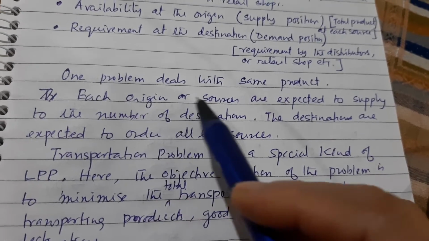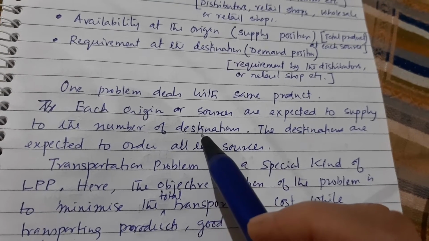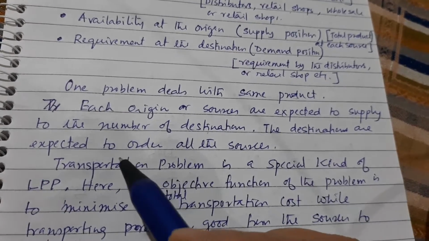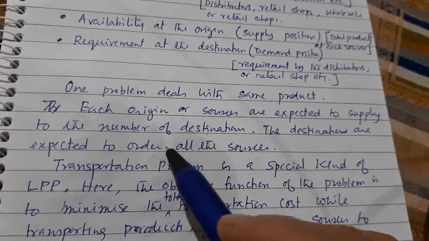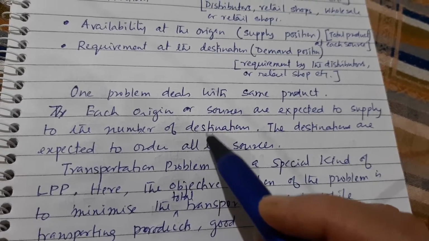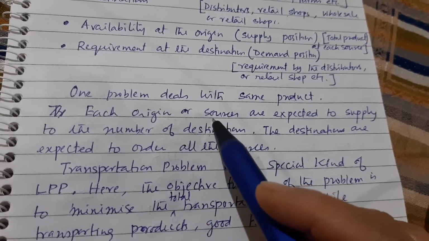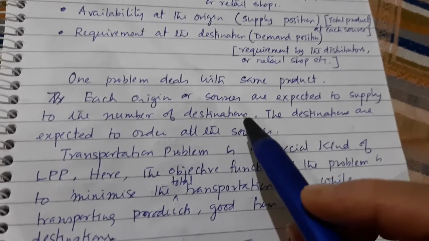Similarly, each origin or source is expected to supply to a number of destinations. The destinations are expected to order from all the sources. They have to order the things from all the sources. So all the sources have to be involved, and all the sources have to supply to all the destinations.